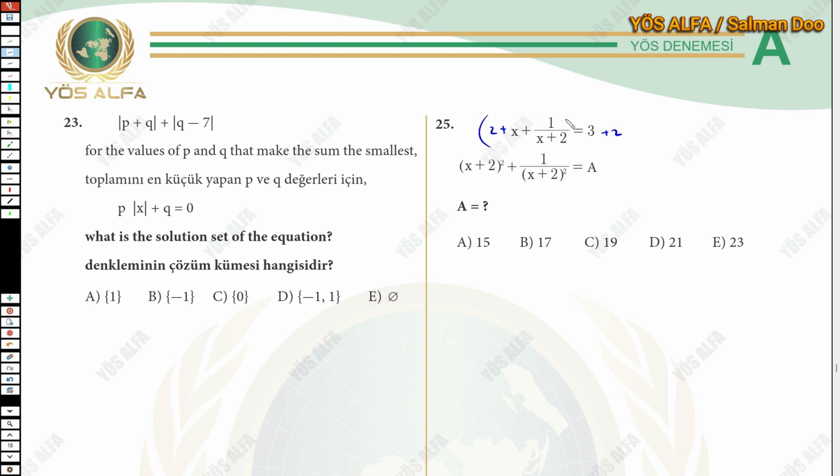So I'm going to square both sides of the equation. So we have 25 is equal to x plus 2 the whole square plus 1 over x plus 2 the whole square plus 2 times this and that. So 2 plus x and x plus 2 cancel out each other. We have 2 left only. So this is A. So our answer is 25 minus 2, which is 23.